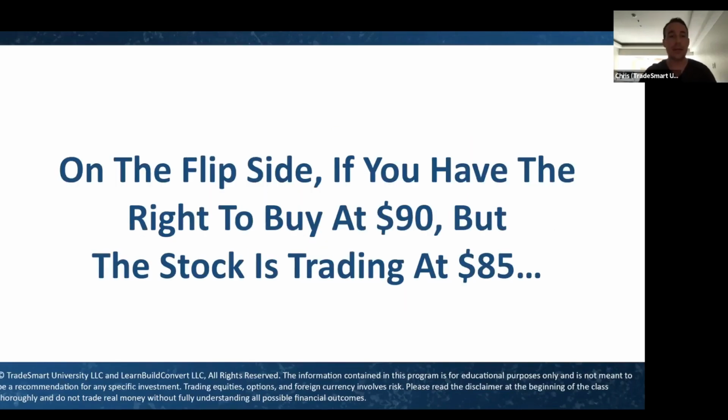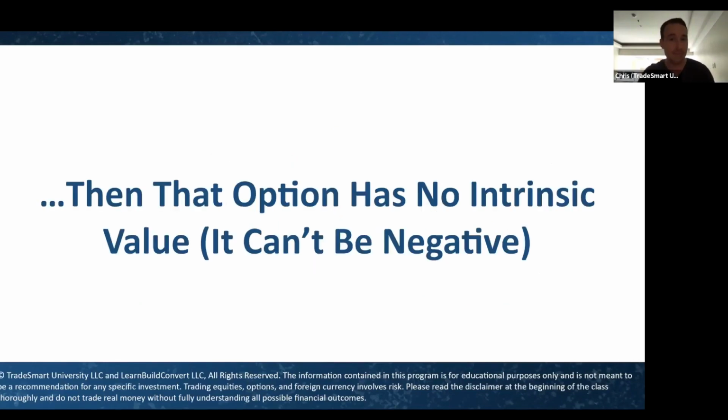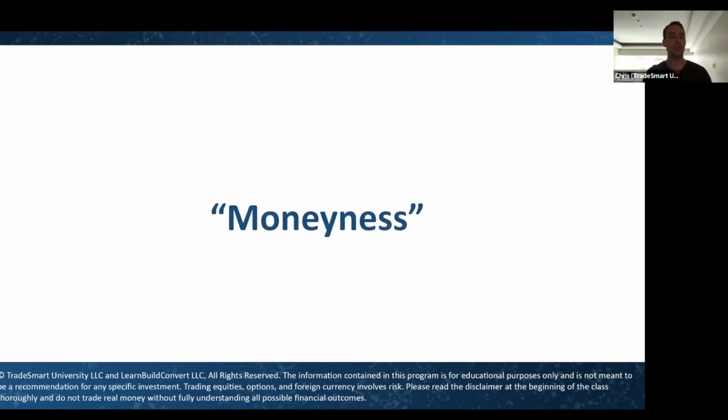Now, on the flip side, if you have the right to buy that stock at 90, but the stock's trading at 85, then that option has no intrinsic value. And it's important to note here that it can't be negative. You can't have negative intrinsic value. It just goes down to 0. So we wouldn't in that scenario have negative $5 of intrinsic value. It would just be 0. Cool. So I hope that makes sense to everyone. Let me know if you have any questions.